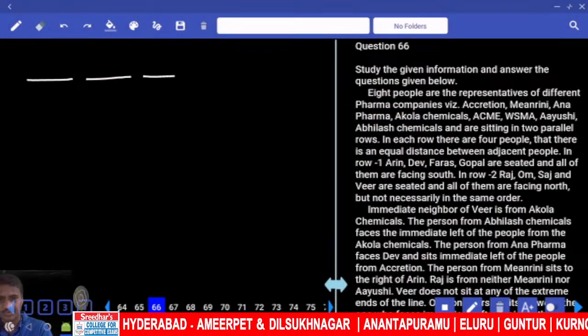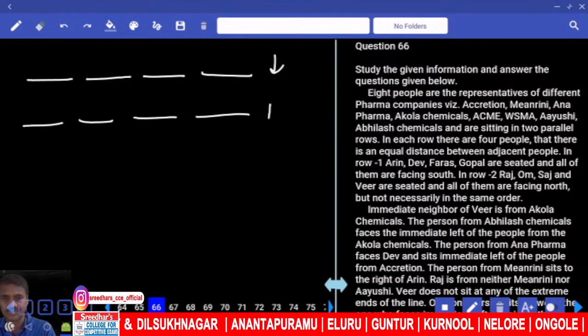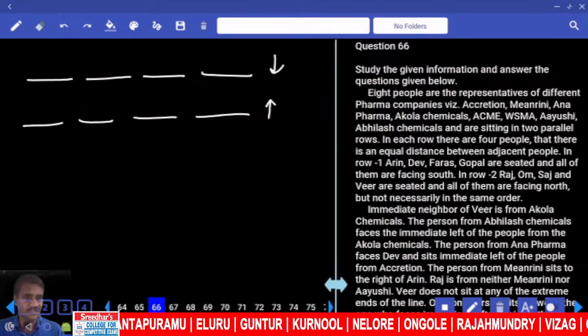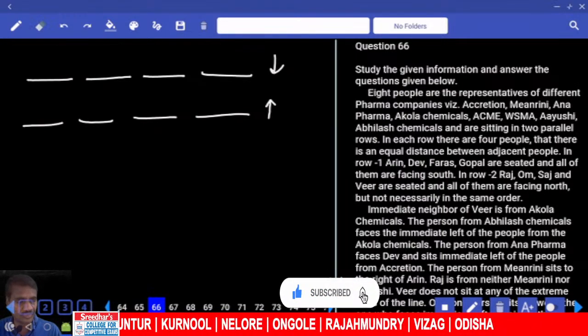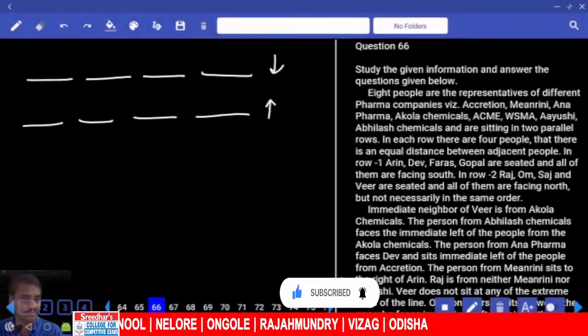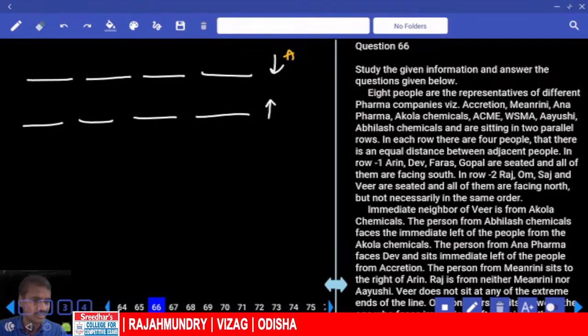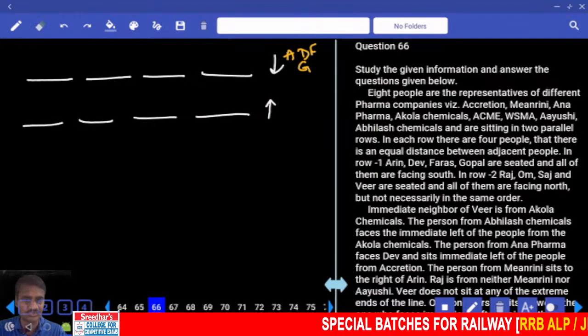Now 4 in one row are facing south, and the 4 persons in the other row are facing north. Then who are the persons facing here? In each row there are 4 people. In row 1, all of them are facing south. Row 1, who are facing towards south, tell me who are the persons? A, D, F and G. ADFG are the persons. Then in this case, ROSV.